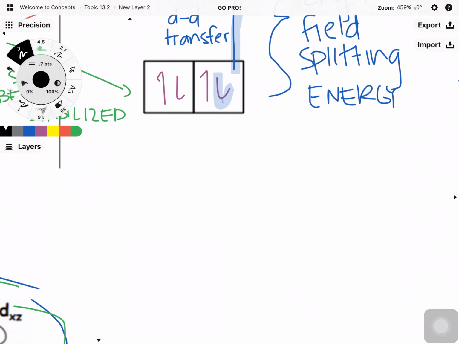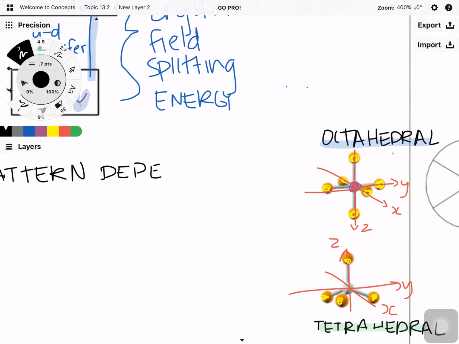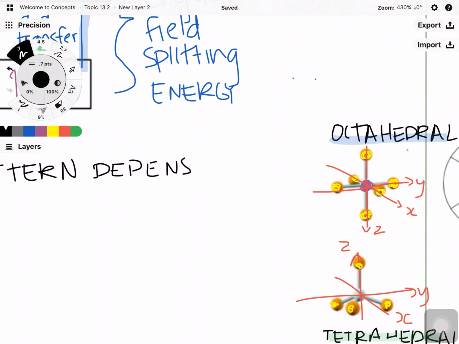So the pattern depends on geometry. Again, we're talking about either octahedral or tetrahedral. Depends on geometry.